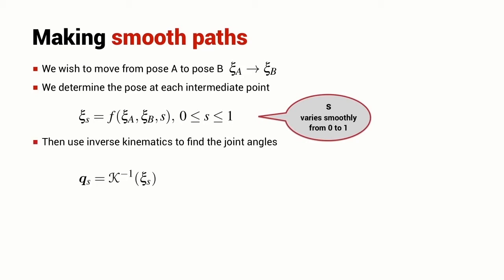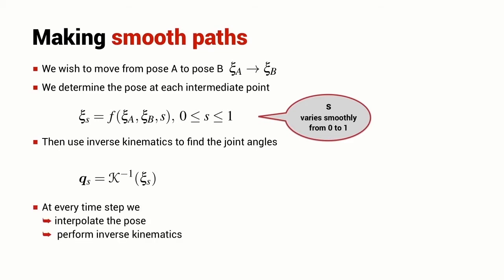For each of these intermediate poses, we're going to apply the inverse kinematic function to determine the joint angles that correspond to that particular value of s. So in summary, at every time step, we're going to interpolate the pose using the top equation, and then we're going to perform inverse kinematics. So this is a different algorithm to what we used in the previous case. Previously, we interpolated the joint angles. In this case, we're actually interpolating the Cartesian pose.